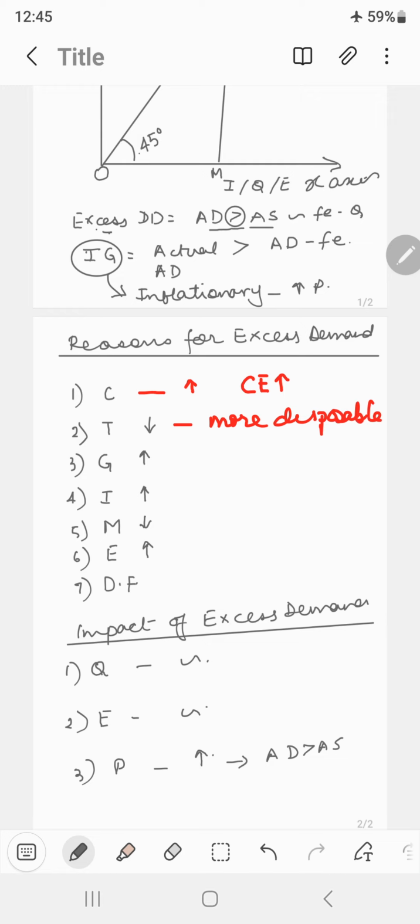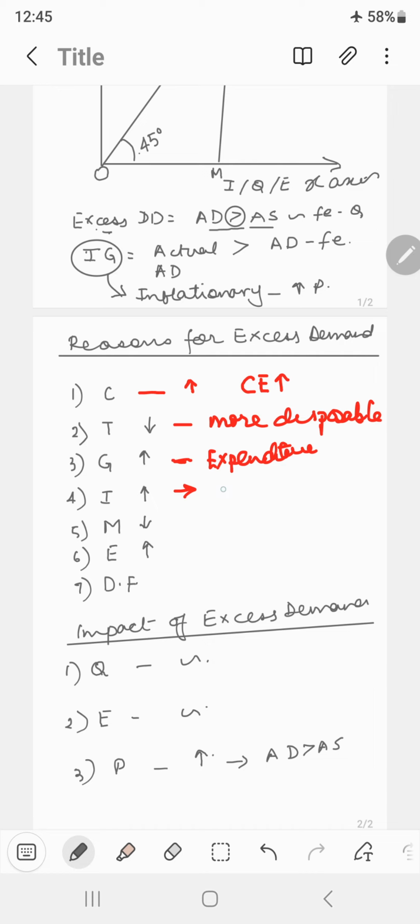If a person has more income at his disposal, then he can create more demand in the economy. The next reason for excess demand being created is because government expenditure has increased. If government expenditure increases, it is straightforward, meaning that people will have more money in the hands. If people have more money in the hands, that means the consumption expenditure would increase, and consequently demand will be more in the economy. The next reason for creation of excess demand could be because of increase in investment.